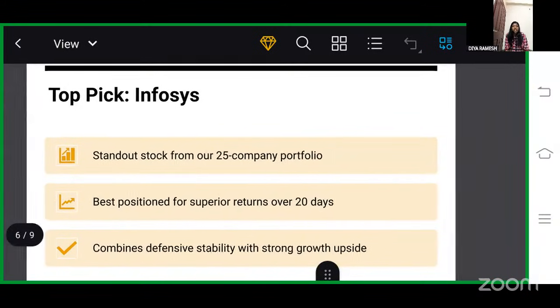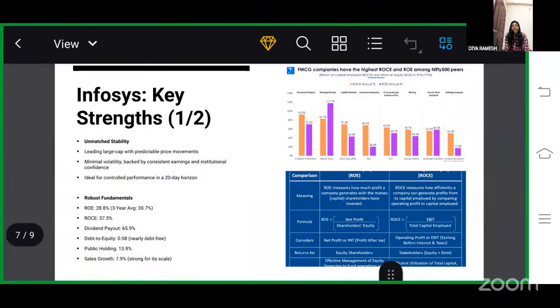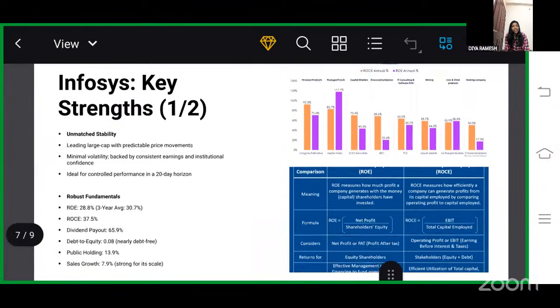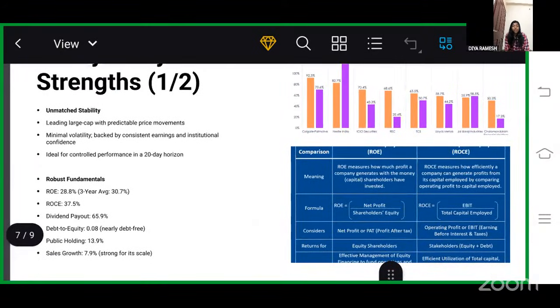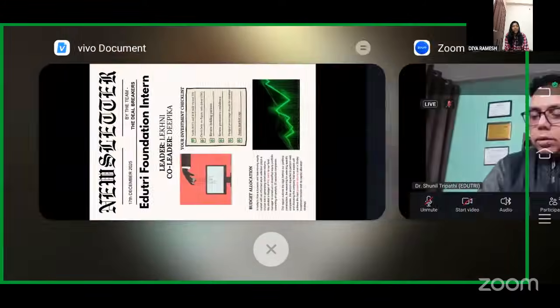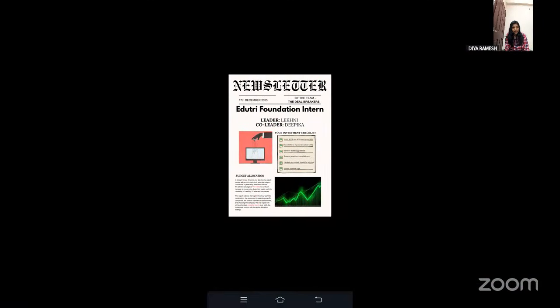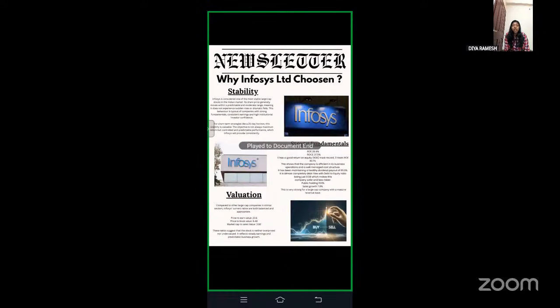Infosys demonstrates strong financial performance with high return on equity and return on capital employed, very low debt levels, and a healthy dividend payout. These indicators reflect efficient management, financial stability, and steady growth potential, even within a short investment horizon. To conclude, this portfolio is well balanced and focuses on stability while aiming for short term gains. Infosys stands out as the strongest performer, based on our analysis.